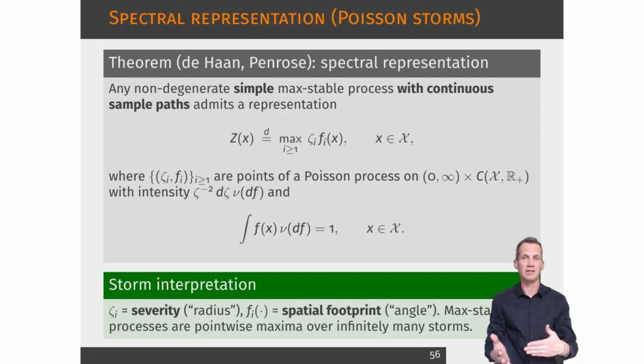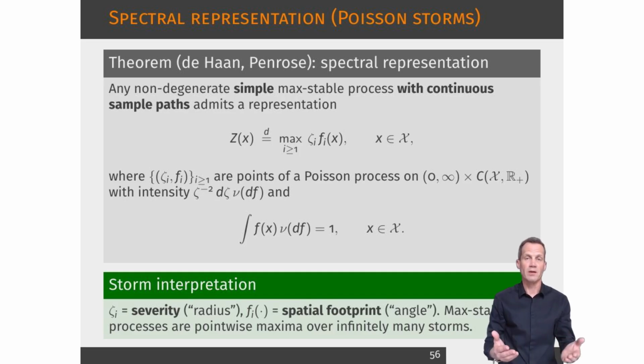This slide gives the central representation of simple max-stable processes. I will not read the formula literally, but the idea is very intuitive. The process can be represented as the pointwise maximum over infinitely many random events. Each event has two components, a severity level and a spatial footprint. The severities come from a Poisson process with a heavy-tailed intensity. The functions describe the spatial shape of each event.